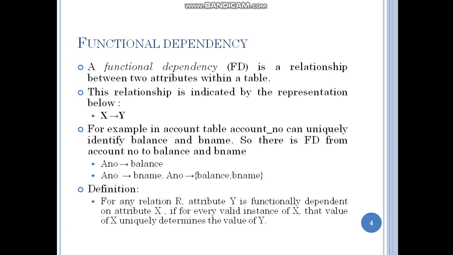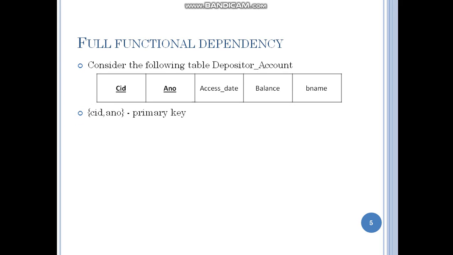Definition. For any relation R, attribute Y is functionally dependent on attribute X if for every valid instance of X, that value of X determines the value of Y. To understand from an example, say account number is X and balance is Y. Now if I know the account number, I can easily know the balance. So I can say that balance is functionally dependent on account number.